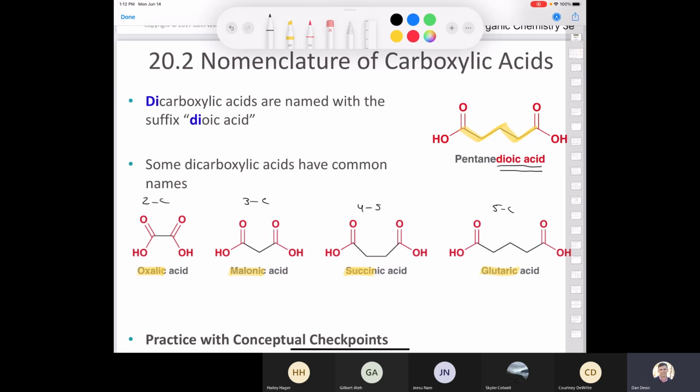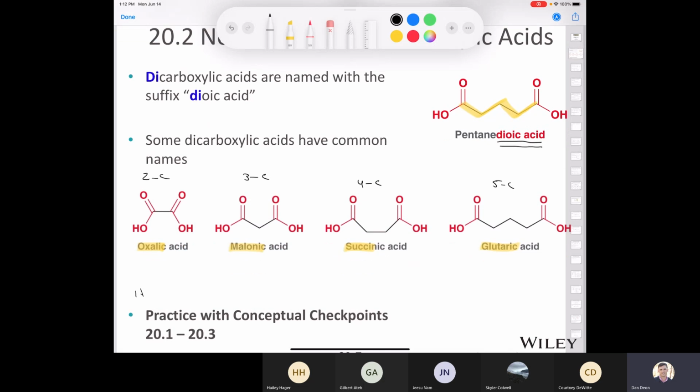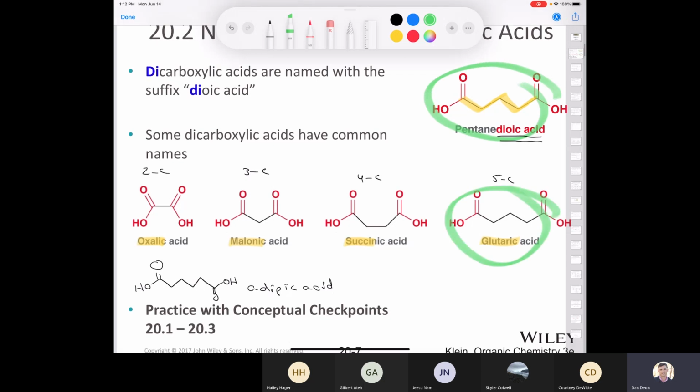And I'm going to add one more to it here because I know a lot of you are taking biology degrees. So if you have 6 carbons, let me just show you. So 1, 2, 3, 4, 5, 6. This one would be hexane dioic acid, right? But we call it adipic acid. You probably noticed that pentane dioic acid and glutaric acid are the same, aren't they? Right? It's just we use glutaric much more commonly. And again, it's really handy to learn all these common names for dicarboxylic acids because they do come up frequently in a biology class.